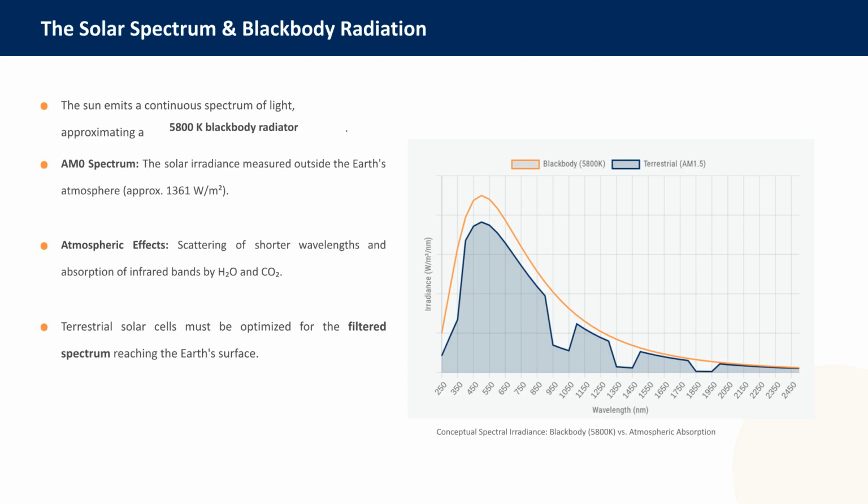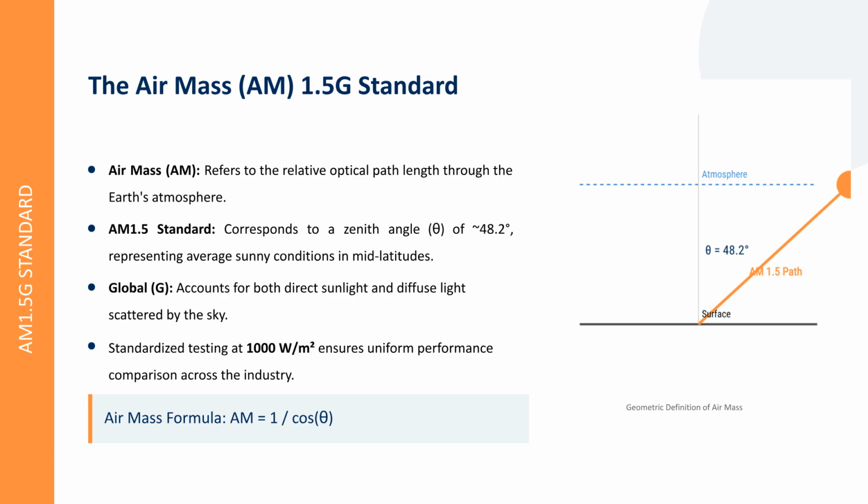The light that finally reaches the ground is highly altered. To ensure solar cells are evaluated fairly across the globe, whether you are testing a cell at a research institute in Japan, Europe, or India, the photovoltaic community relies on a strict testing standard, the AM1.5G spectrum.